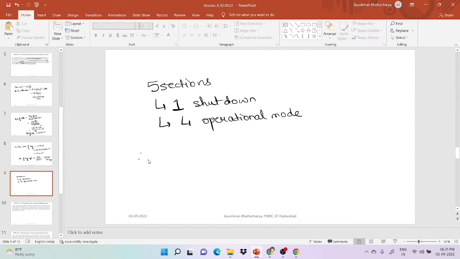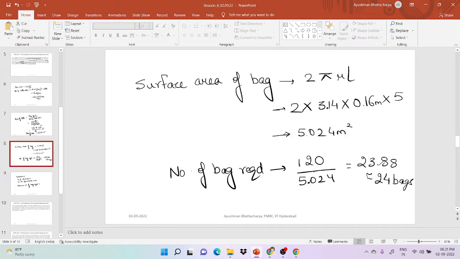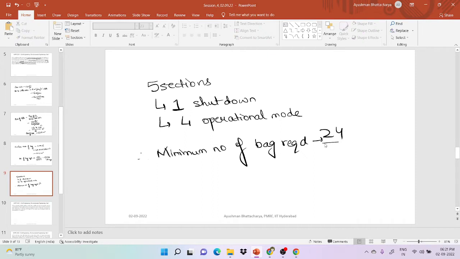So therefore, the minimum number of bags required, based on the section, will be 24 bags divided by 4. So this will be 6 bags. So the minimum number of bags required is 6 bags.